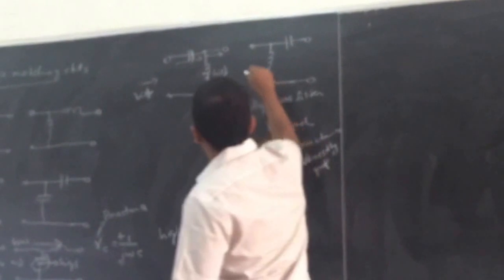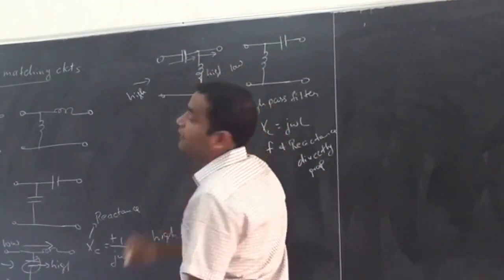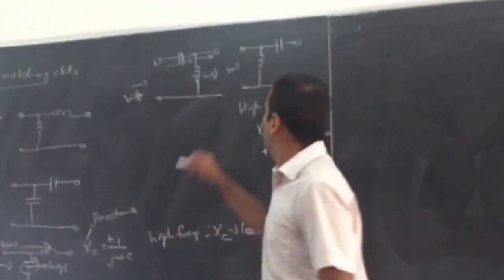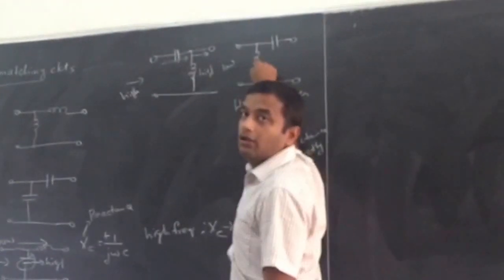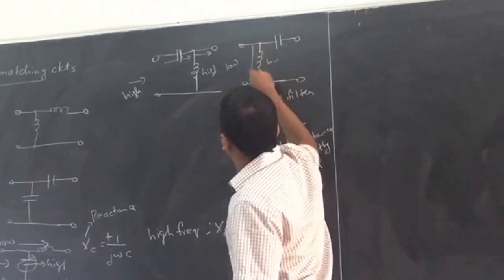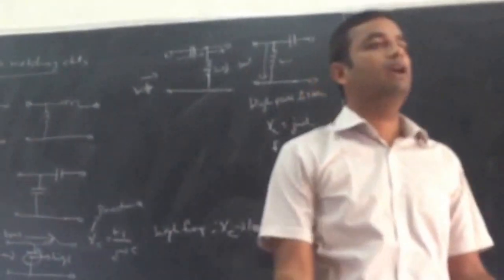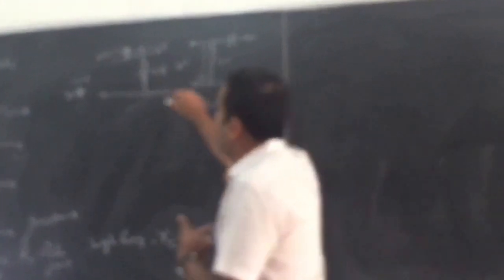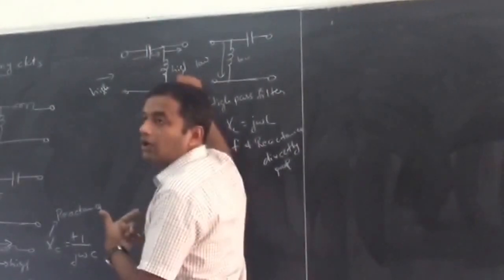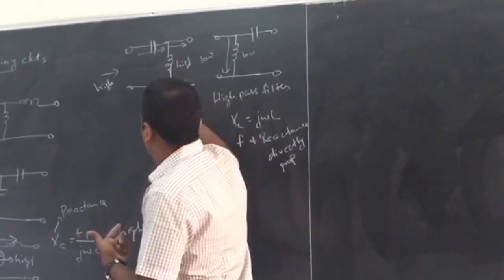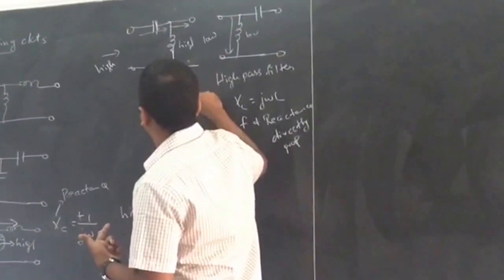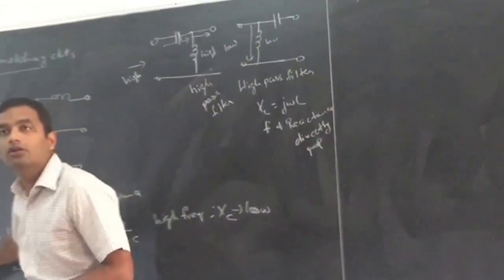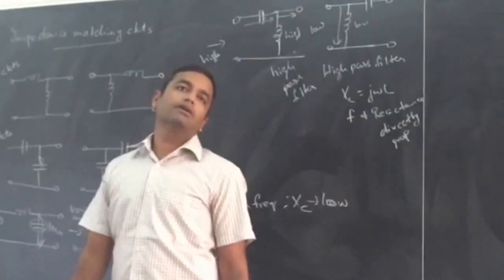Suppose I send a low frequency signal. What will be the reactance of this fellow? Low. So the signal will get grounded. So what is this filter, high pass or low pass? This is a high pass filter. And this guy is a low pass filter.